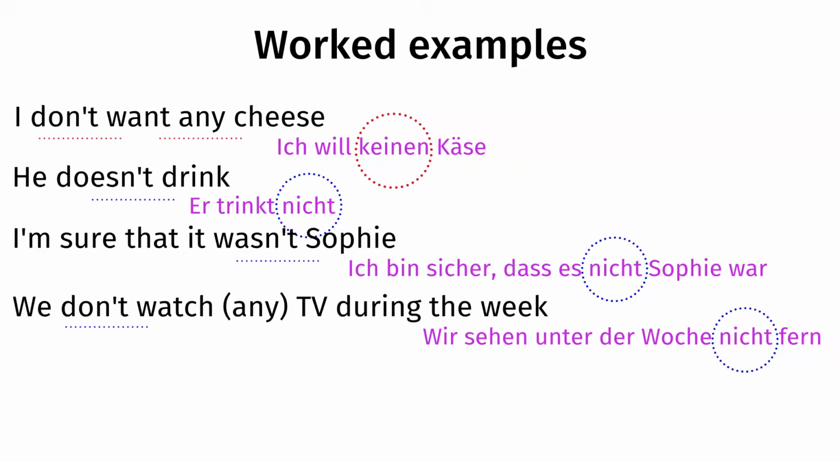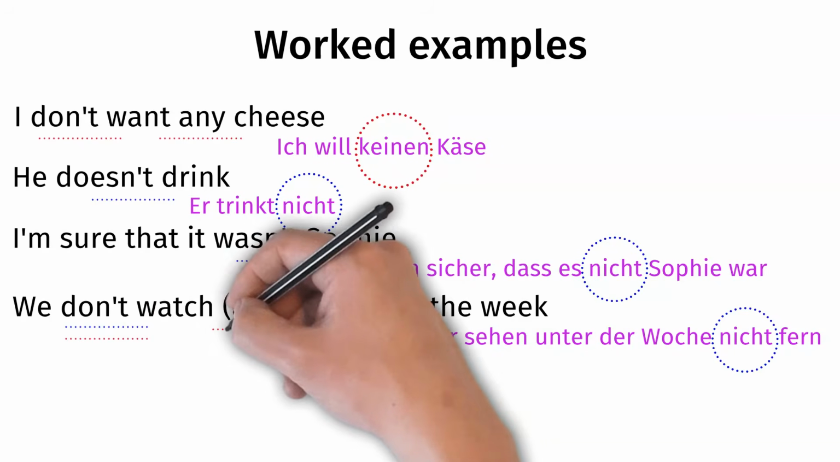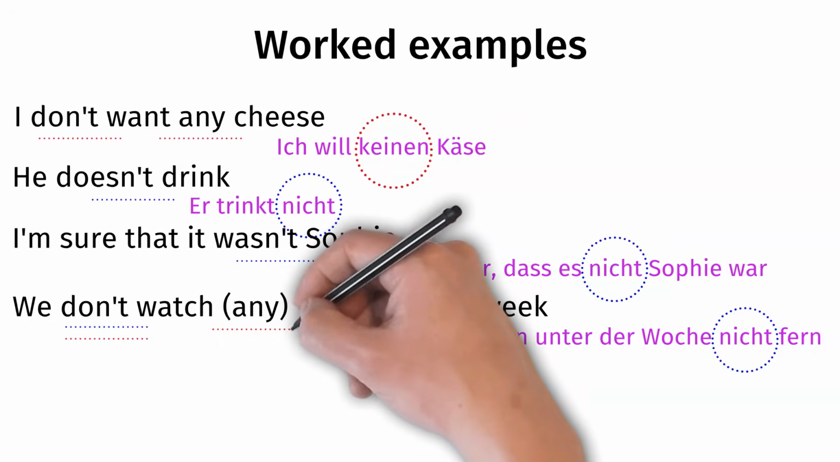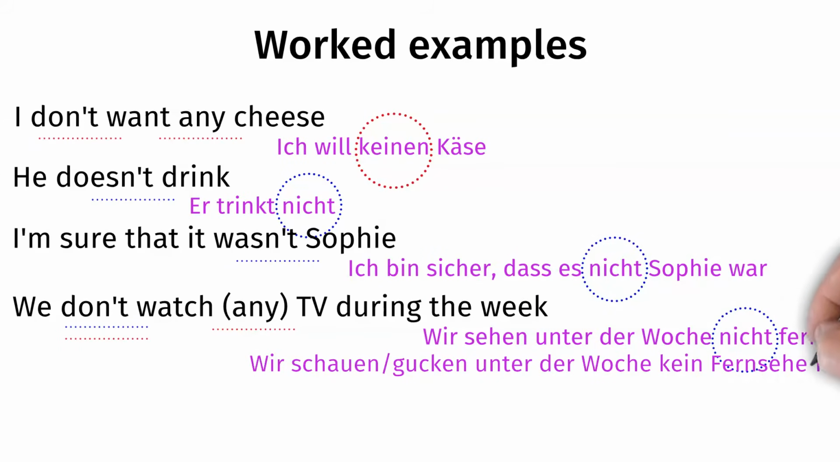But if we want to include the any, there is an alternative way of translating this into German. Germans sometimes use the noun TV, Fernsehen, with a capital F, with a verb for watch or look. And in that case, we do have a variation of not. We have not plus any. And so we'd say, wir schauen or gucken unter der Woche kein Fernsehen.